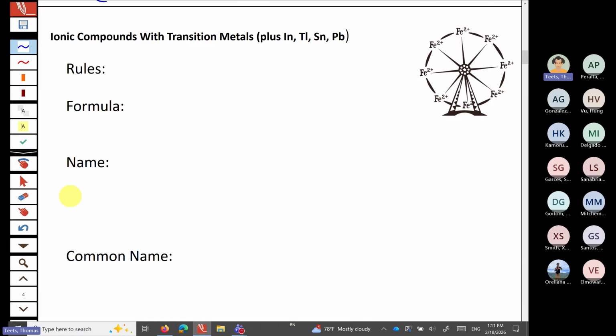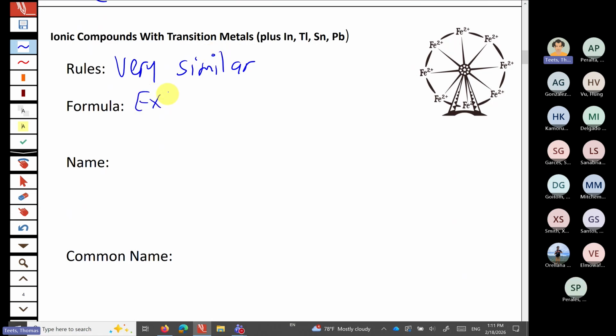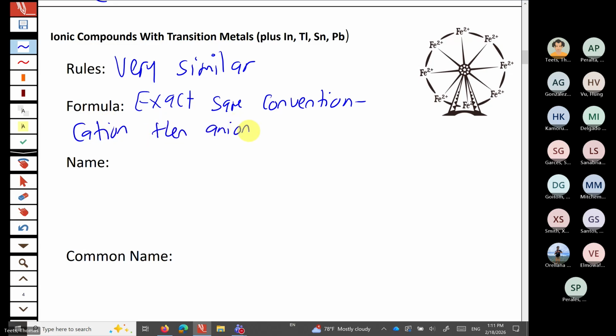So the rules for transition metals are very similar. I don't want to say that there's a whole new set of rules you have to worry about just because there's a transition metal in the formula. As we'll see, there's just one little thing that goes differently with them. The formula follows the exact same convention. Cation, then anion, balance the charges. So nothing's different about the formula of an ionic compound if it includes a transition metal. And you use, again, the smallest subscripts to balance the charges.